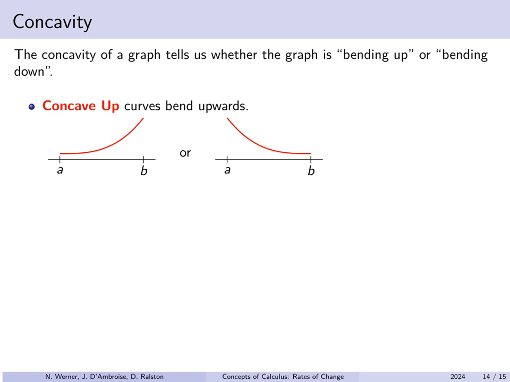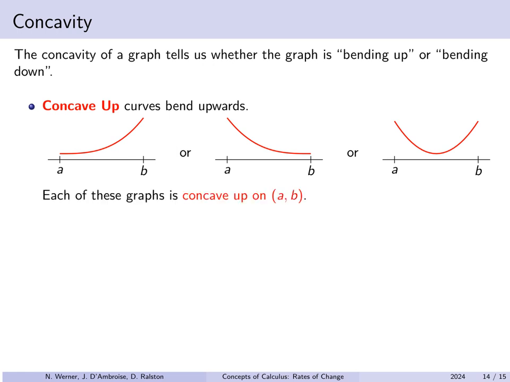But here is a curve that is decreasing and still appears to be bending upward as we move from left to right. So it's not quite the same thing as increasing or decreasing, it's just a bendiness property. If it forms a cup upward, it's called concave up. You could combine the two pieces and get a nice actual little cup shape. Now each of these graphs is concave up on the indicated interval.